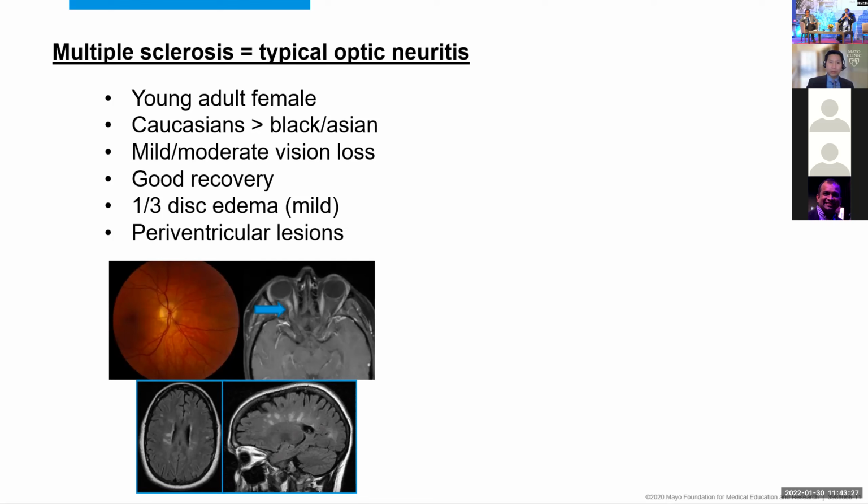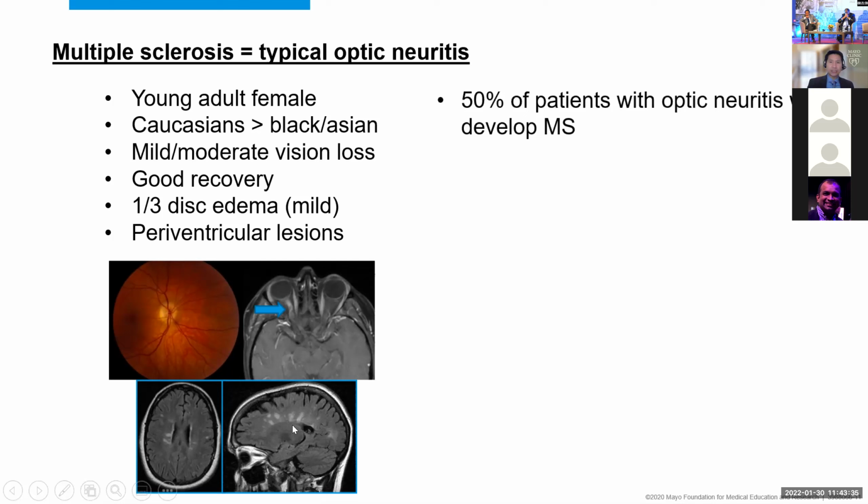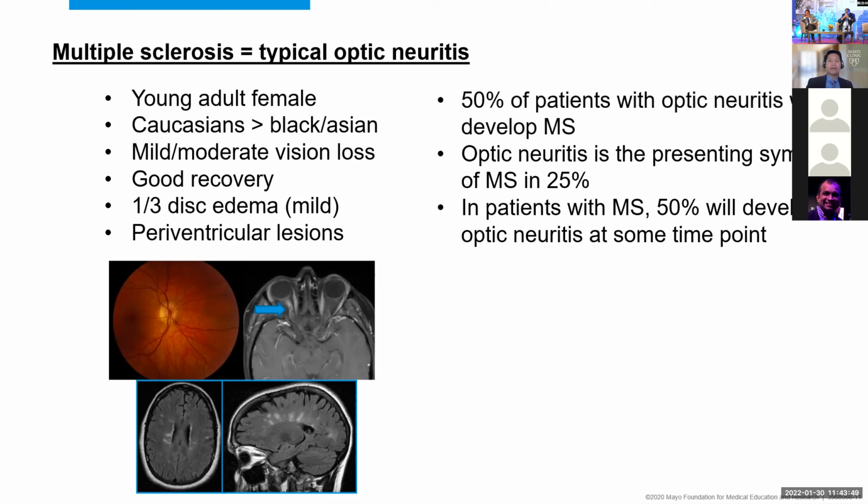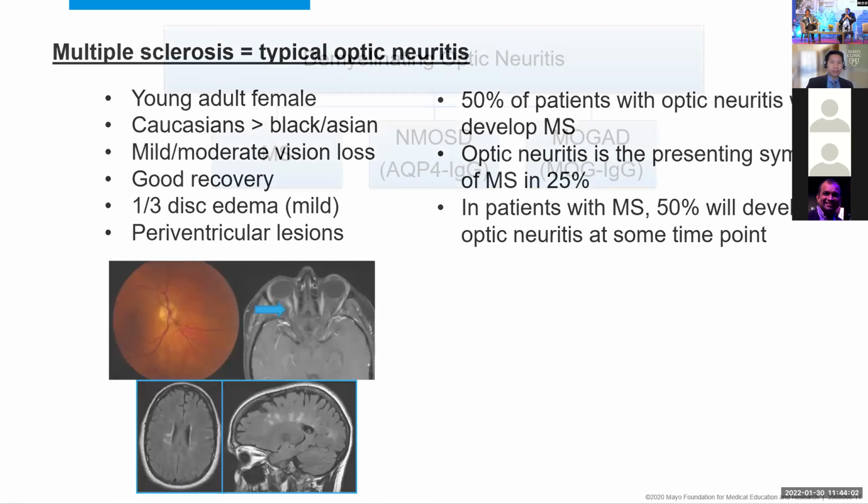As I mentioned, only a third have disc edema, and if it's present, it's typically mild. And of course, with MS, you get these periventricular white matter lesions. There's that strong association between optic neuritis and MS, especially in the Western world, where 50% of patients with optic neuritis will develop MS. And optic neuritis is the presenting symptom of MS 25% of the time. And if you have MS, you develop optic neuritis 50% of the time at some point in the disease course. Again, this is what we think of when we think typical optic neuritis. This is the predominant patient in the Optic Neuritis Treatment Trial.